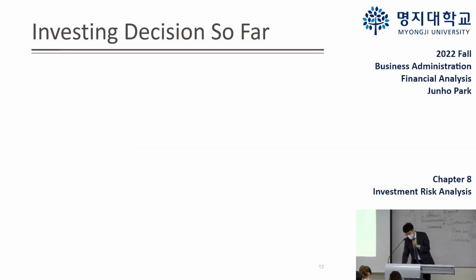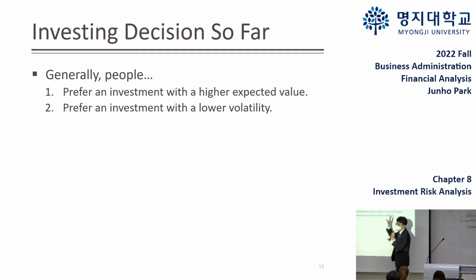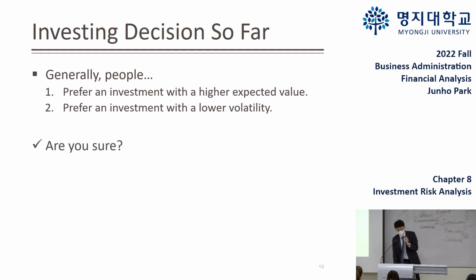So far, we found that generally people prefer an investment with a higher expected value, and second, they prefer an investment with a low volatility. This is the general case, in which most people make decisions based on these two criteria. However, this is not always true. So the next two questions are about some weird cases.